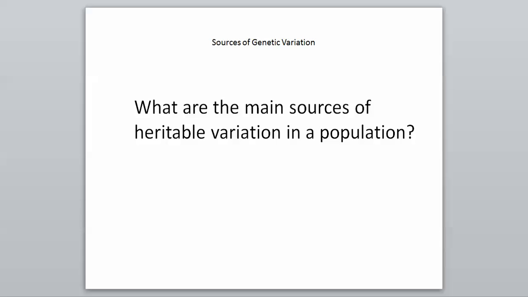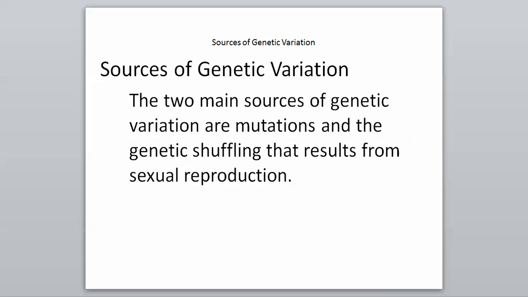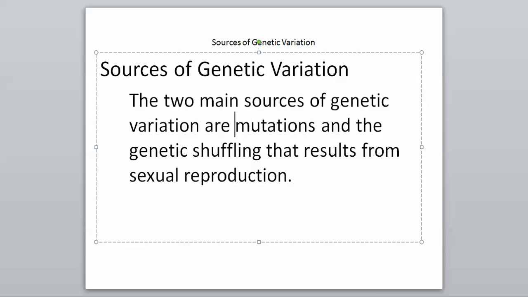Now we're going to look at how this variation actually occurs. What could cause those allele frequencies to change? What could make them shift in such a way? There are two main sources of genetic variation. These are mutations, which is one way that our genes can change inside of a population over time, and the genetic shuffling that results from sexual reproduction.